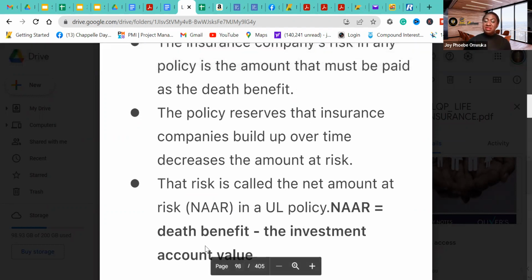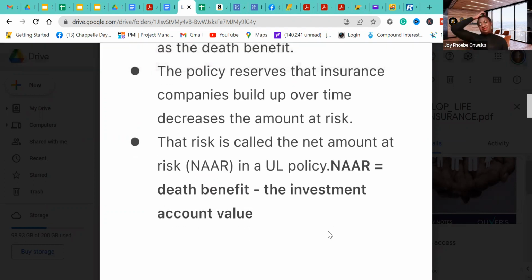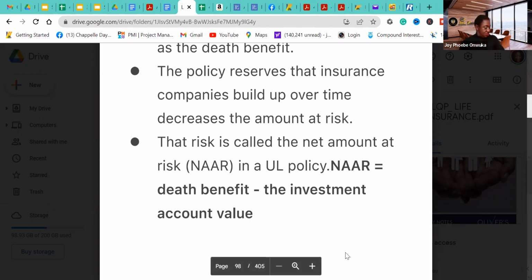Now, this net amount at risk is death benefit minus investment value. The way to calculate the net amount at risk is death benefit minus investment account. You want to write that down. All right. So the amount at risk, which is NAAR, is equal to the death benefit, minus investment account value.